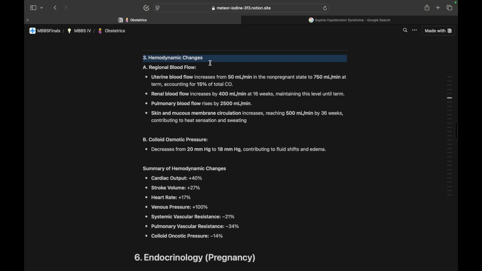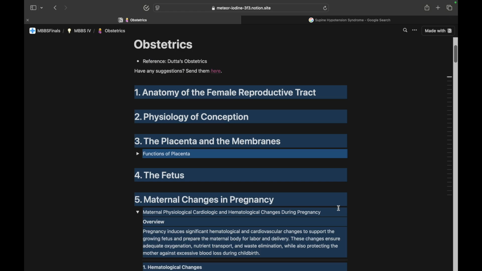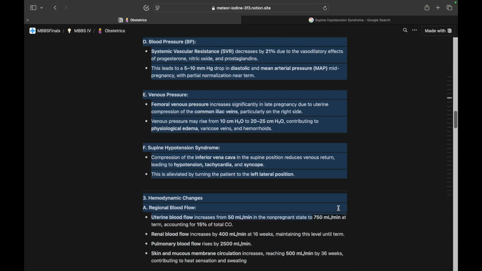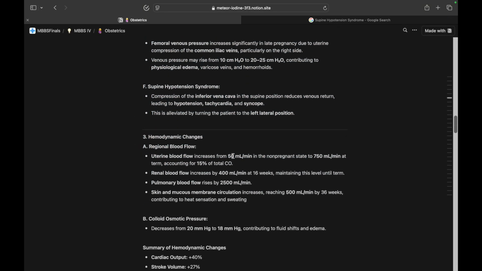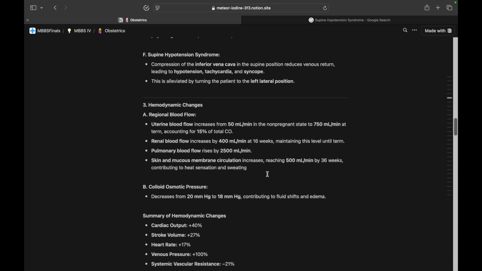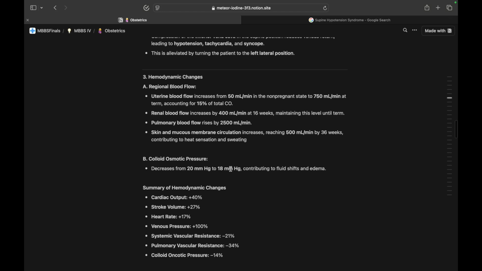Next, coming to the hemodynamic, the blood flow changes. One is the regional blood flow. Uterine blood flow increases from 50 ml per minute to 750 ml per minute, accounting for 15% of the total cardiac output.